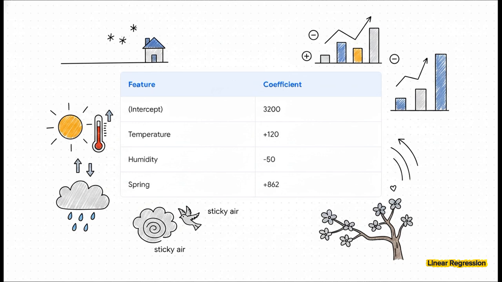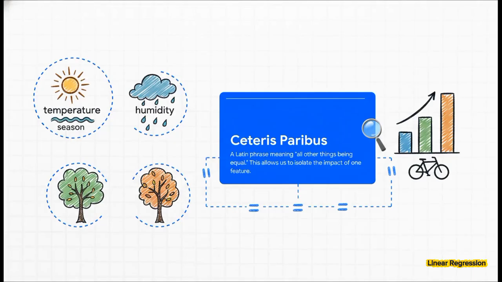And then get this, just the fact that it's spring, that adds a massive 862 rentals all on its own, compared to winter. Now, you might be wondering how we can be so specific about these numbers. The secret sauce is a principle called ceteris paribus. It's just a fancy Latin way of saying all other things being equal. So when we say temperature adds 120 rentals, we mean if humidity and the season don't change at all. It lets us cleanly isolate the effect of just one thing at a time, which is what makes these explanations so powerful and so fair.